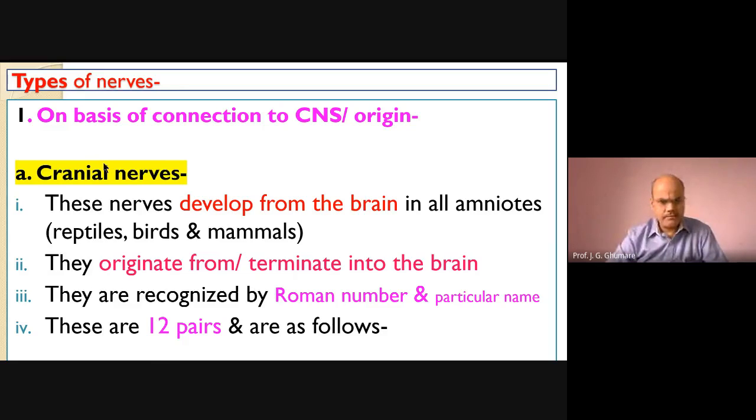Remember, we'll have 12 pairs of cranial nerves, and they are recognized by a Roman number and a particular name. So in the human body, we'll have 12 pairs, because half the nerves will go to the right, half the nerves will go to the left side. That way we'll have 12 pairs, 24 nerves actually, which are called cranial nerves.